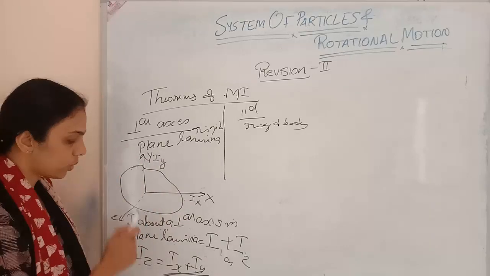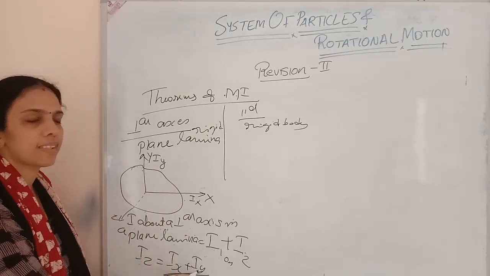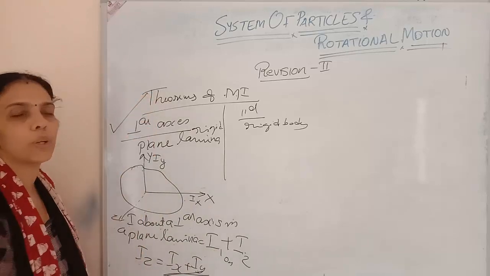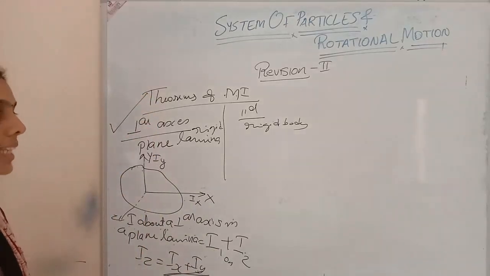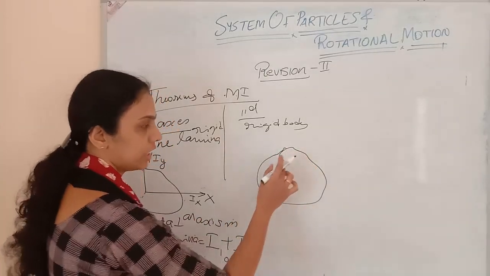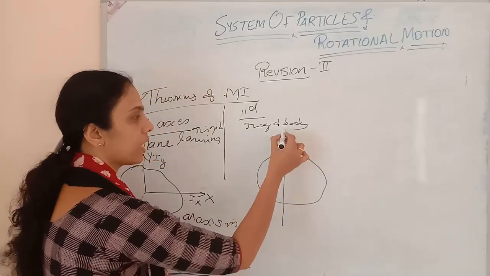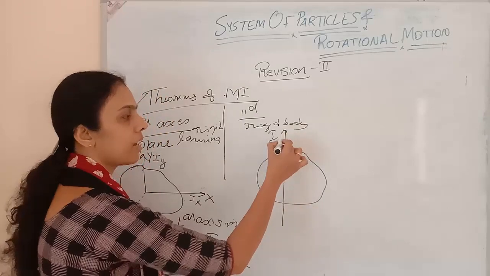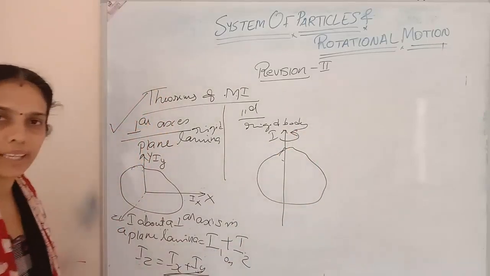So Iz equals Ix plus Iy. This is the perpendicular axis theorem. Next is the parallel axis theorem. That is, this is a rigid body. It is rotating about an axis I. I is the axis about which it is rotating.